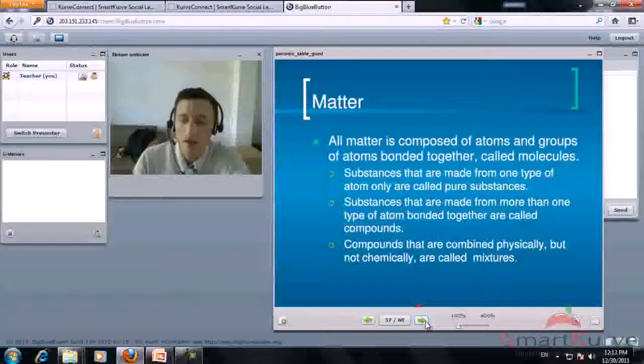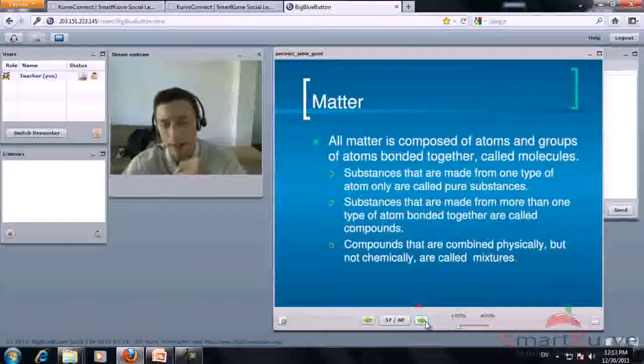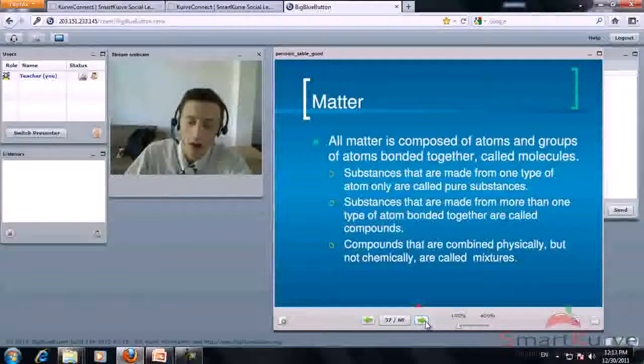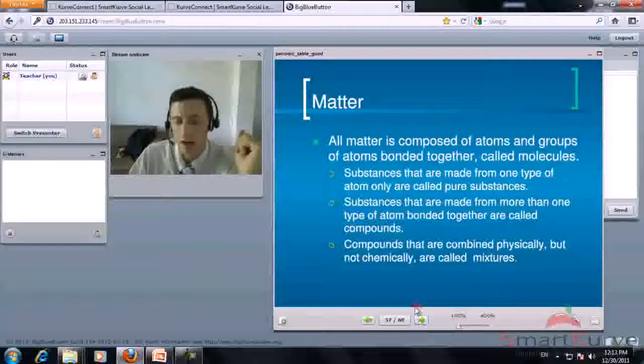Substances that are made from more than one type of atom bonded together are called compounds. Like water, one oxygen atom bonded to 2 hydrogen atoms. Sodium chloride, salt, one sodium atom bonded to 1 chlorine atom. Compounds. They are combined. Compounds that are combined physically but not chemically are called mixtures.